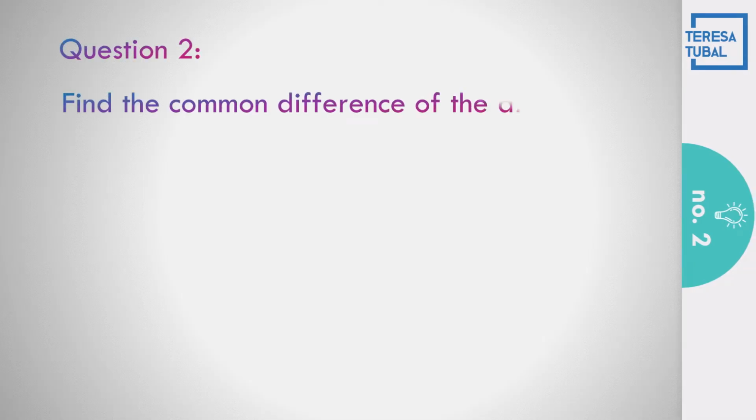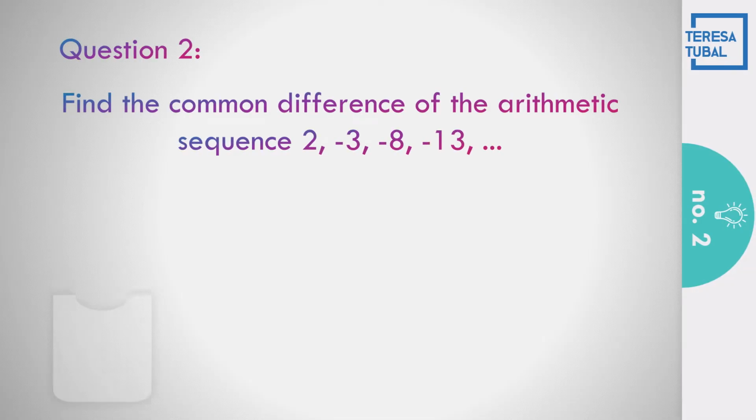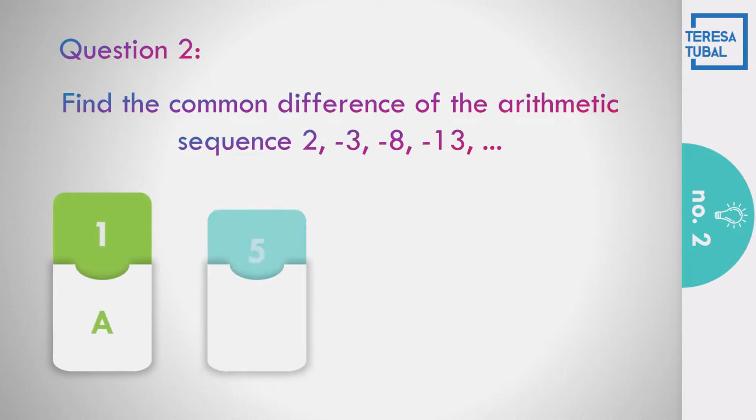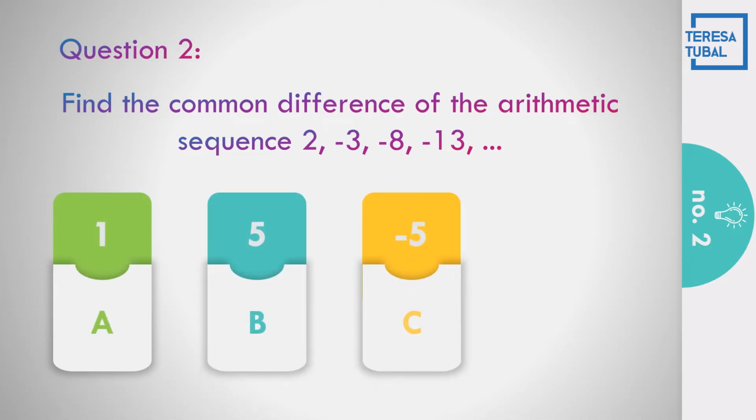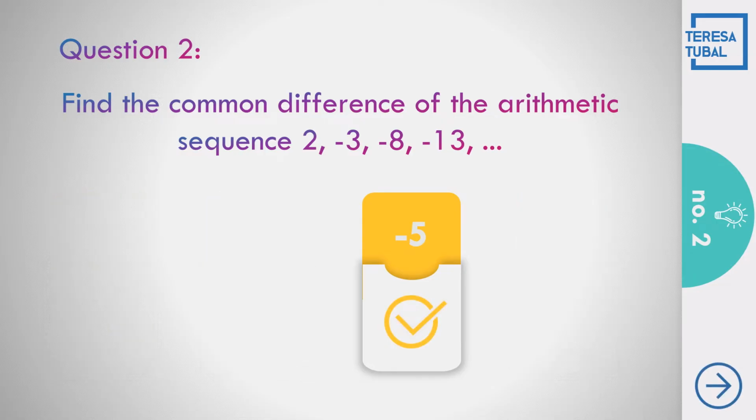Question number 2. Find the common difference of the arithmetic sequence 2, -3, -8, and -13. Any idea what is the answer? Correct. The answer is equal to -5 because -3 minus 2, that is add, so that becomes -5. Or -13, change the sign, plus 8. So -13 plus 8, that is also equal to -5.